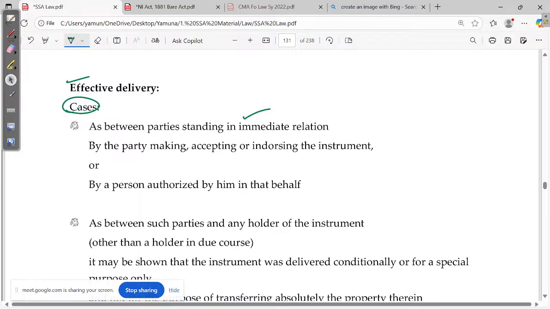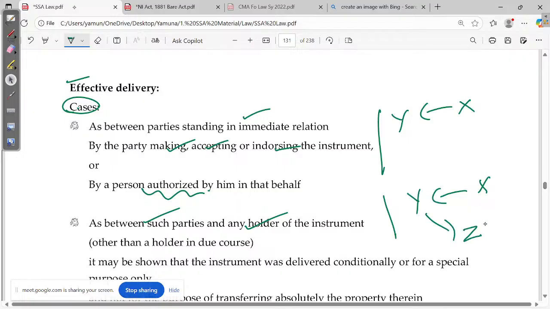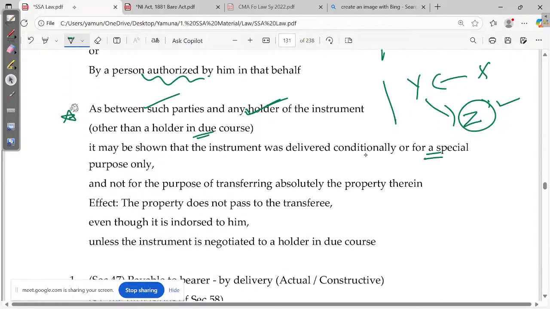Effective delivery takes place between the parties standing in immediate relation. It goes directly from one person to another. How? Either by making and accepting or endorsing the instrument directly, that is actual delivery, or through a person authorized by him, that is constructive delivery. Whether it goes directly or through the agent. As between such party and any holder of the instrument, here it is not directly X and Y. Now X has transferred to Z. So we are talking about some other person, Z. He is actually the holder of the instrument. Leaving aside holder in due course, the other cases with specific conditions can be taken. So I'm not going line by line.